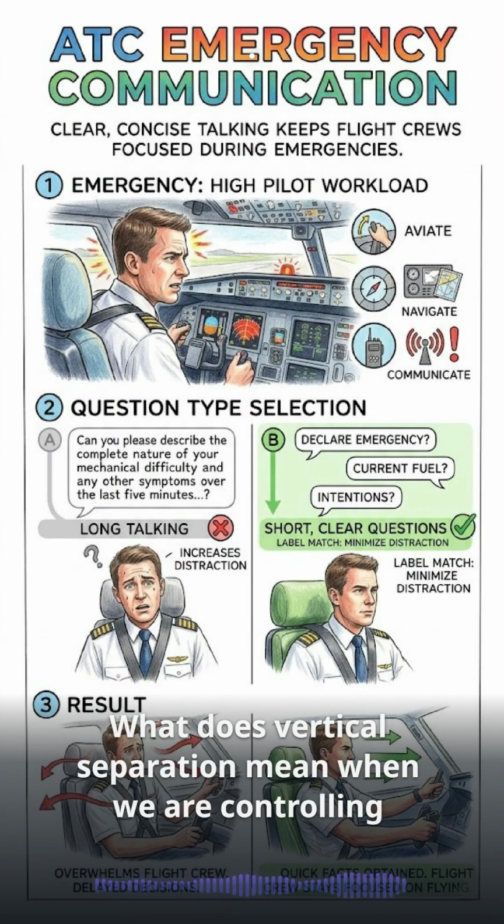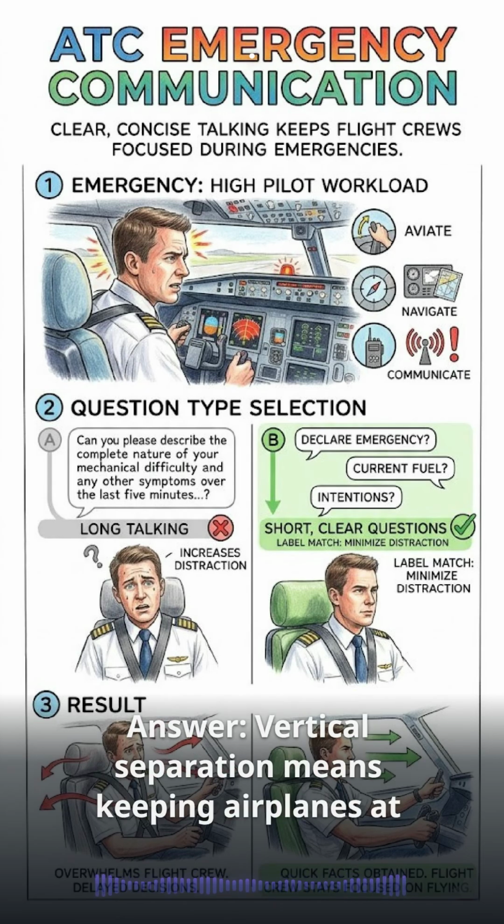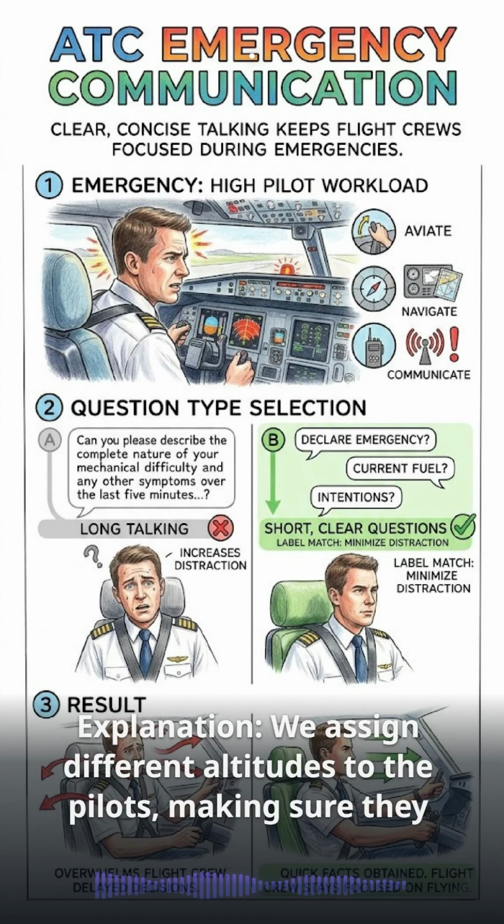78. What does vertical separation mean when we are controlling airplanes flying high up in the clouds? Vertical separation means keeping airplanes at different heights, stacking them safely in the empty blue sky. We assign different altitudes to the pilots, making sure they fly far above or below safely.